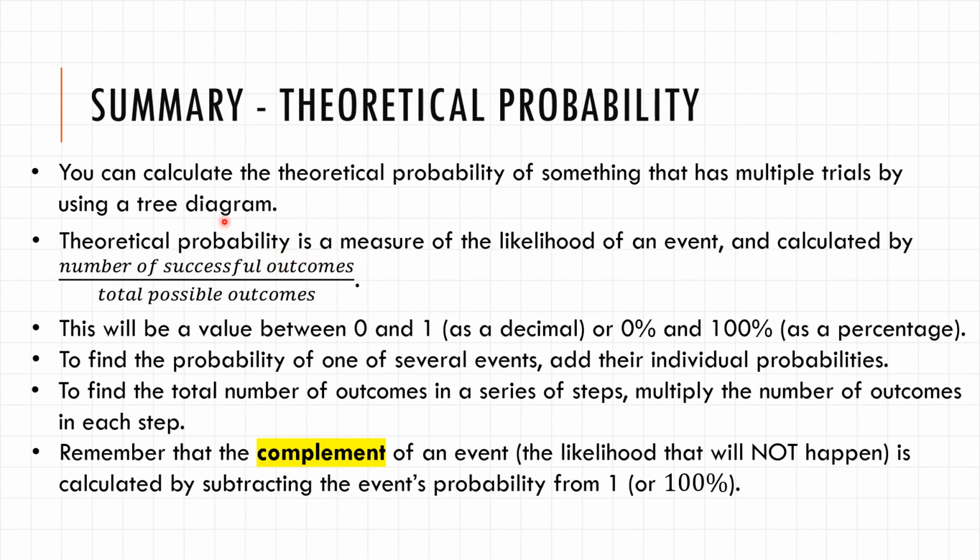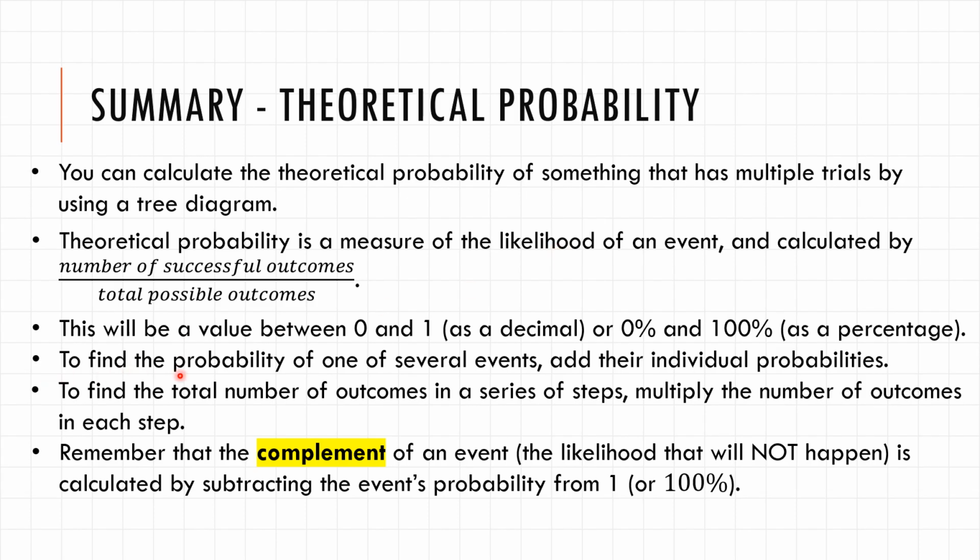What is theoretical probability? It's a way to measure how likely an event is to happen. And the way we calculate it is we take the number of successful outcomes, whatever a success means to you, and you divide it by the number of total possible outcomes. And that is how likely that event is.